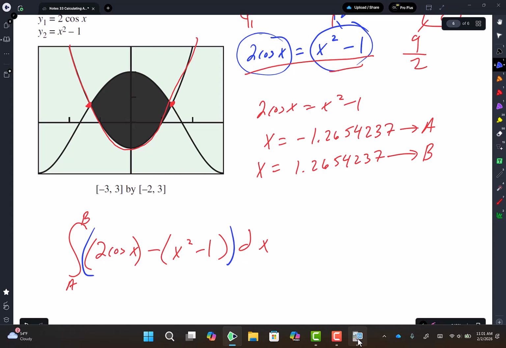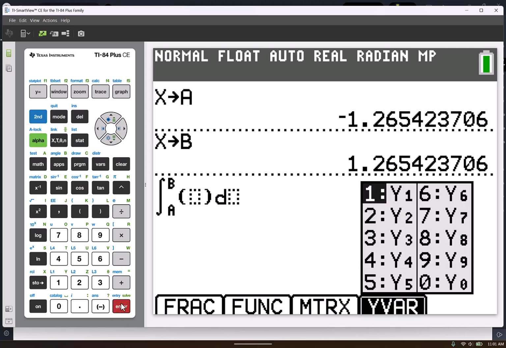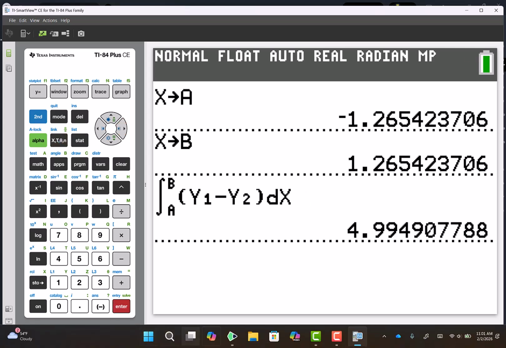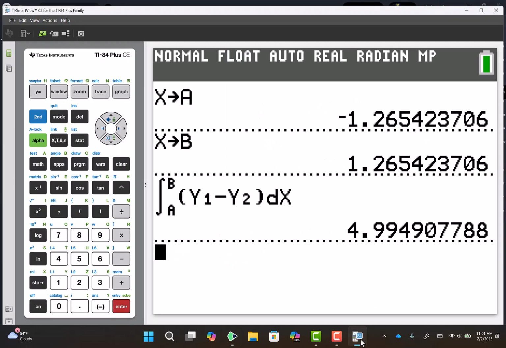And now here we go. I'm going to take my calculator. Notice it doesn't say y1 or y2. I'm going to go math, 9, alpha A. Practice, guys, practice. Alpha B. And then alpha trace y1 minus alpha trace y2. Practice with the calculator, guys. 4.9949. Our answers might differ by a little bit after the fourth digit, but we should at least have the first four the same. 4.99490.